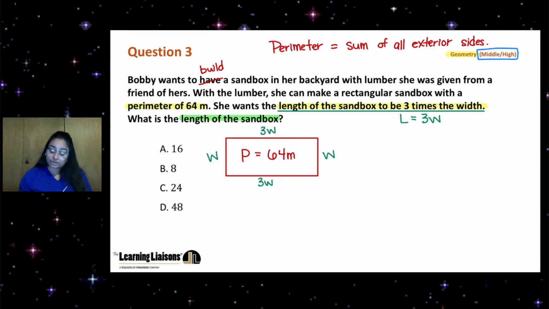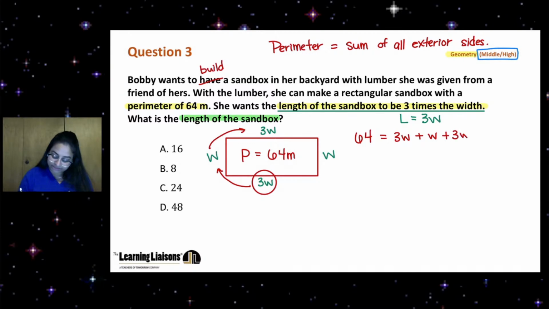Okay, remember we talked about perimeter earlier, and we said that the perimeter is going to be the sum of all the sides. So if I start with this 3W and I work my way around to all the sides until I get back to the 3W that we started with, I'm going to add them. That's what sum means. Remember, sum means to add. I'm going to add them all together. And when I add them all together, they should equal 64. That is what that is telling us. So right now we can put 64 is equal to 3W plus W plus 3W plus W. And I ended up back at my first 3W, so I'm not going to write that.